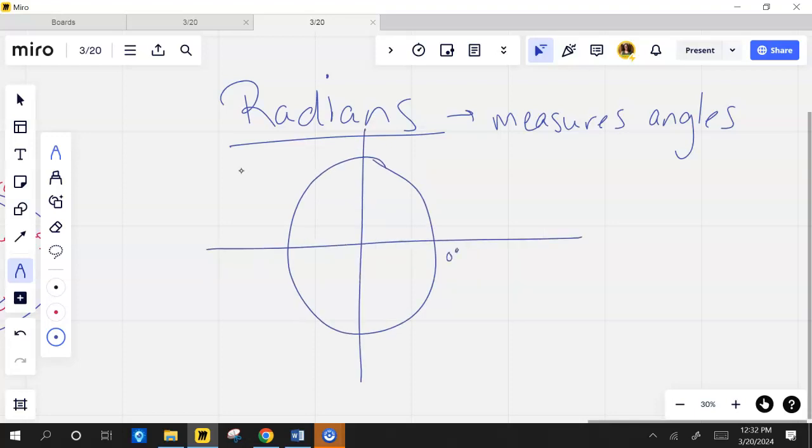I'm on my circle, right? I know this was 0 degrees. This was 90 degrees. This was 180 degrees, 270 degrees. In radians, one full loop around the circle, all the way around, is 2 pi radians. We're going to get there tomorrow. 360 degrees is 2 pi radians.